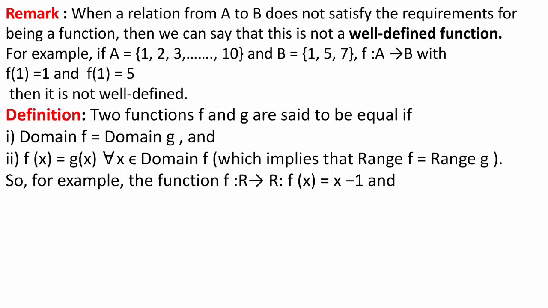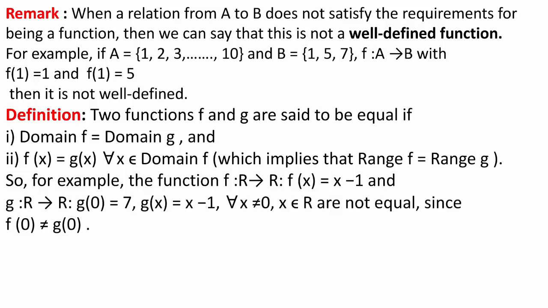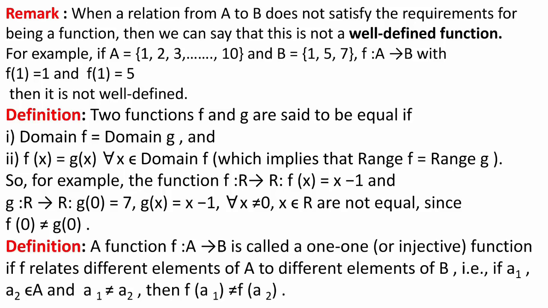So, for example, the function f from R to R with f of x equal to x minus 1, and g from R to R with g of 0 equal to 7 and g of x equal to x minus 1 for all x not equal to 0, x belongs to R, are not equal, since f of 0 is not equal to g of 0. As f of 0 is equal to minus 1 and g of 0 is equal to 7, they are not equal, and hence the two functions are not equal.